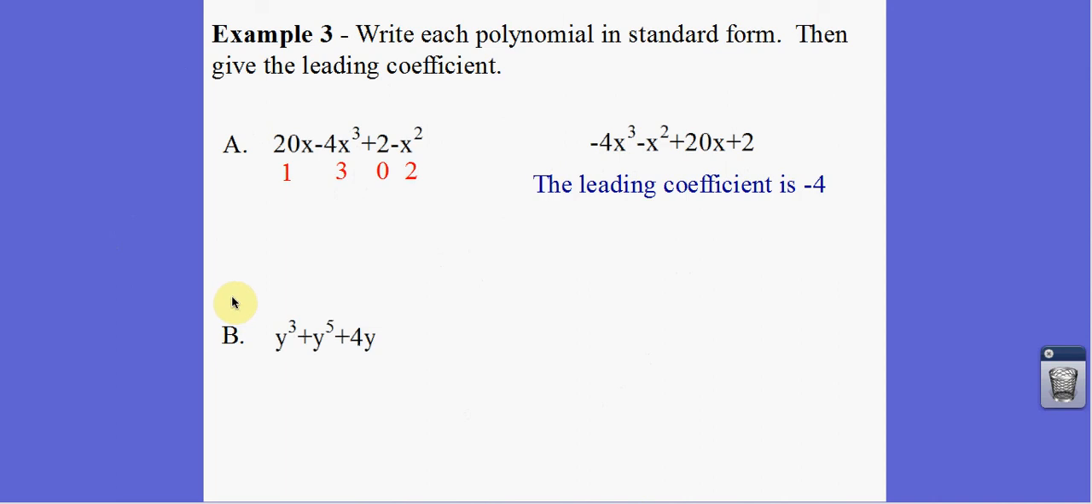Alright, let's look at another polynomial. This one has 3 terms with degree 3, 5, and 1. Standard form would look like that from biggest degree to smallest degree, and the leading coefficient is the number 1, which is invisible right in front of that y to the 5th. So that's standard form. It's not really that big of a deal. It might sound a little more difficult than what it actually is.